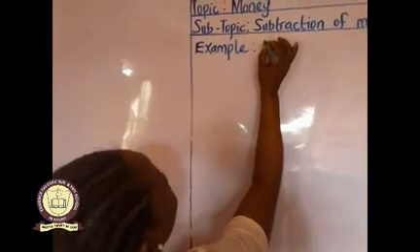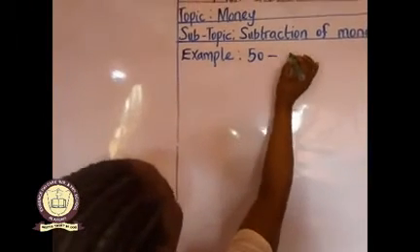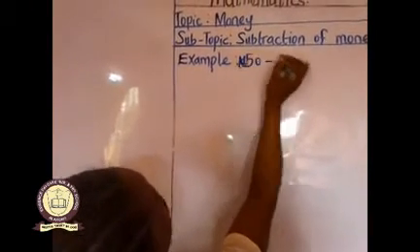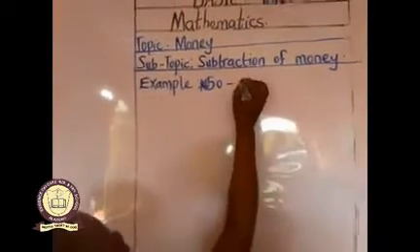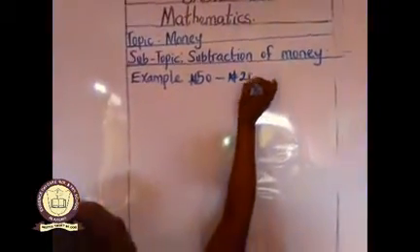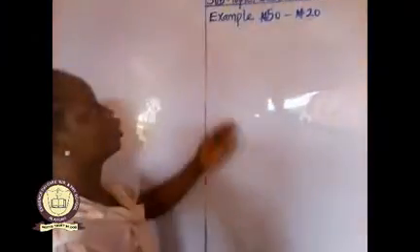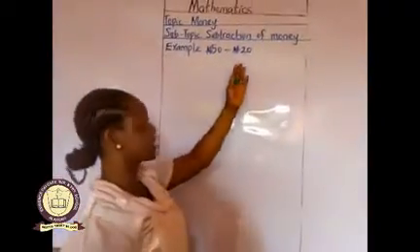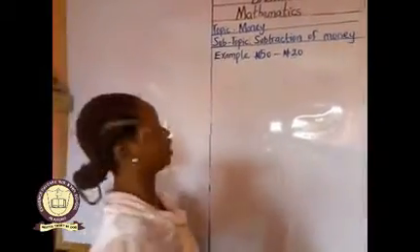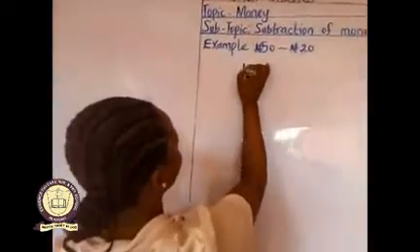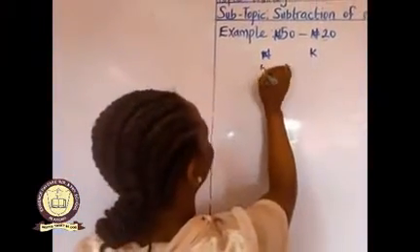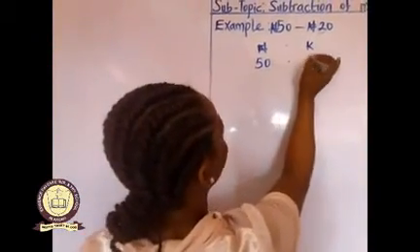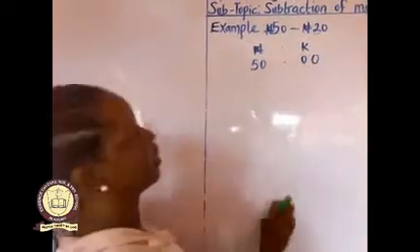You have 50 naira and you spend 20 naira. How much is your change? Now let's see. You first of all write your naira and your kobo. We have 50 naira, but we have no kobo. You can write 00 there.